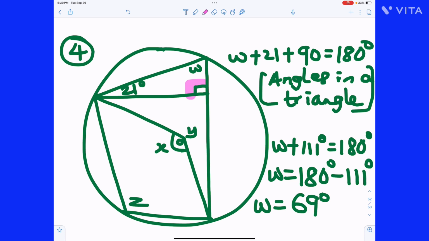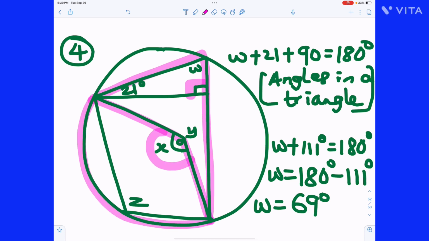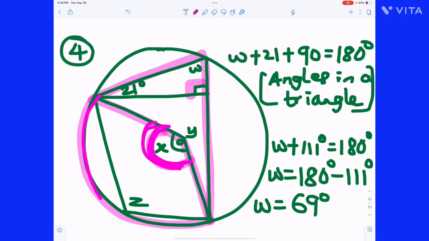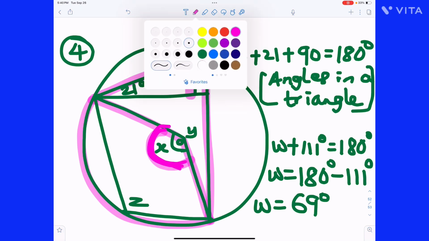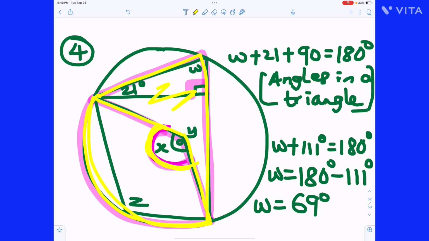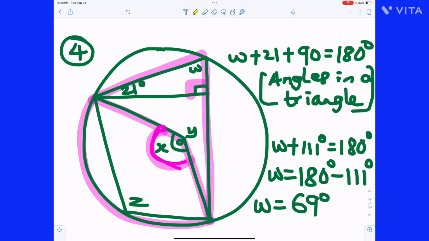Now, if I get W as 69, look here, X is on this arc at the center, but W is on that same arc at a point on the circumference. Just have an eye for angles. X is twice W. Disregard every other thing inside the circle. X is on this arc, formed at the center of the circle, but W is formed there on that same arc at a point on the circumference. So X is equal to 2 times W. So we can easily get our X from there.